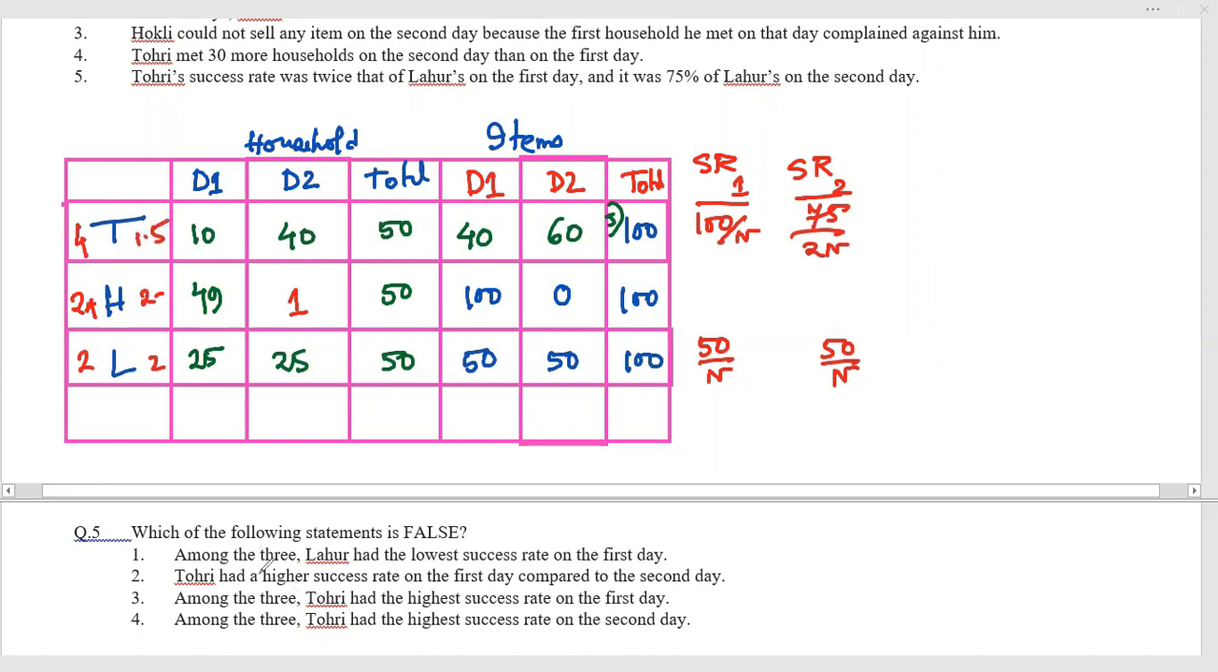Let's see now. Among the three, L had the lowest success rate on the first day. First day, L lowest. No, it is H that is less than 2. So it is not the answer. Which of the following statements is false?